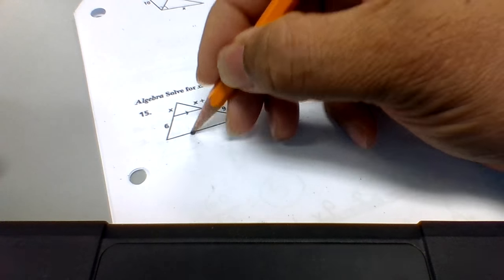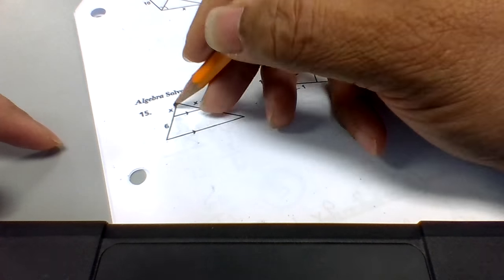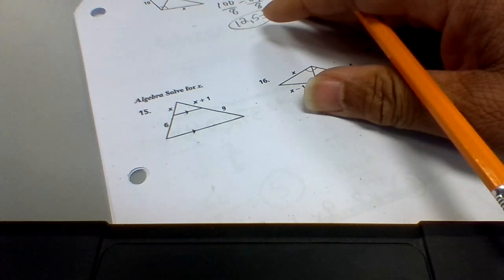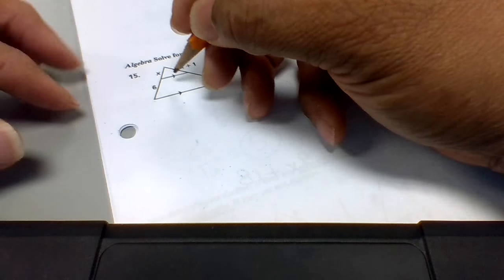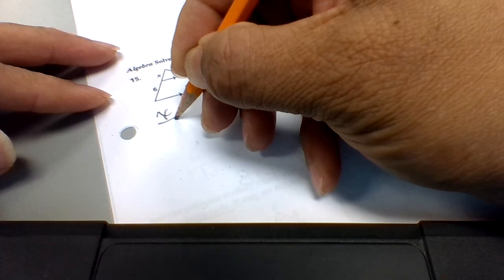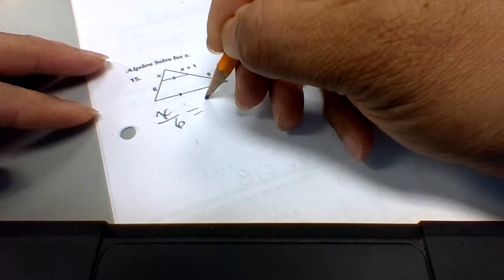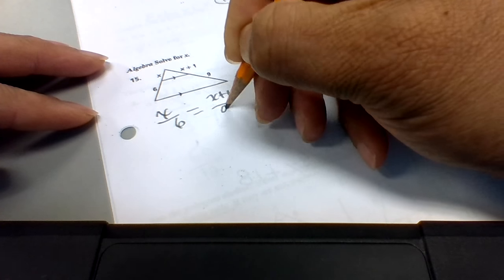Next one, I have parallel lines. So this is a side splitter because, as you can see, all the measurements are on the side. So I can set up the proportion x over 6 equals x plus 1 over 9.